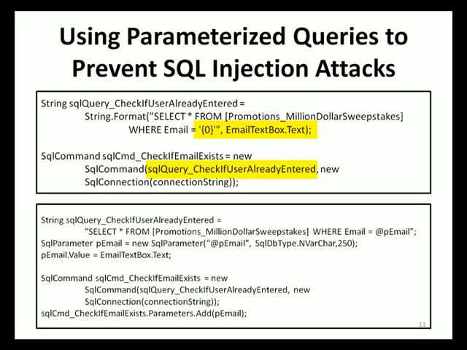When refactoring existing SQL statements to use parameterized queries, the first task is to remove any concatenation or insertion of input data and replace it with placeholders. If you focus your attention on the first highlighted section in the second box, the concatenation of the email text box has been removed and has been replaced with @p_email, which will serve as our SQL parameter placeholder.